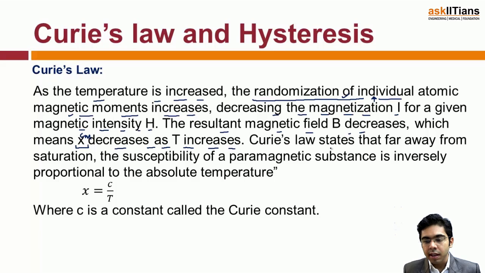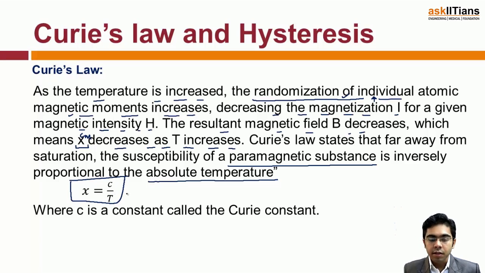Now Curie's law states that far away from saturation, the susceptibility of a paramagnetic substance, and this should be kept in mind, that this is a paramagnetic substance, is inversely proportional to the absolute temperature, whichever absolute temperature you apply. Therefore the susceptibility is χ = C/T, where C is the constant, or you call it the Curie constant. This is the formula which you are supposed to remember, that susceptibility is inversely proportional to the absolute temperature.